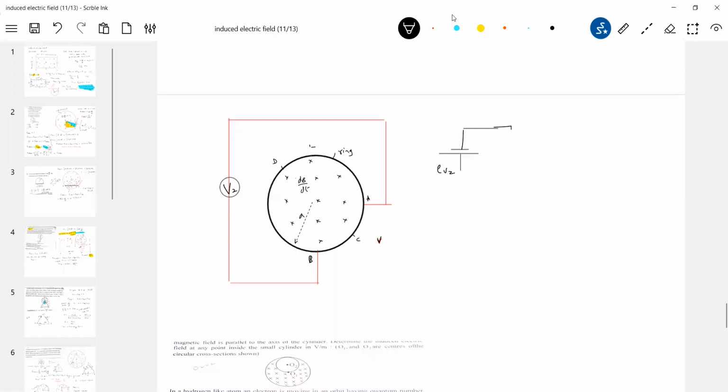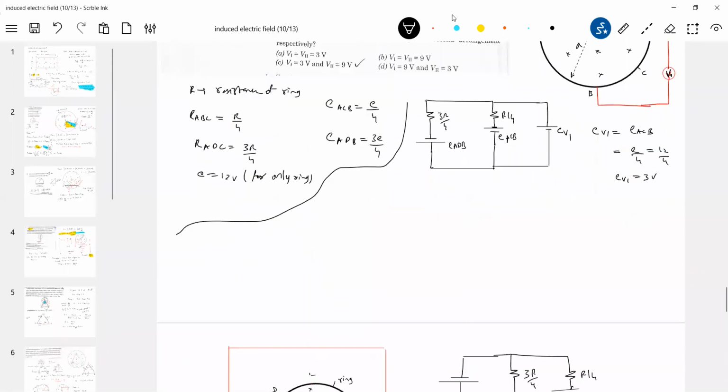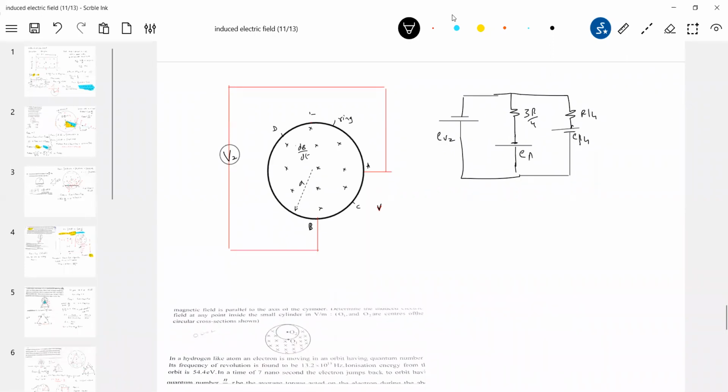EV2, resistance of this 3R/4. And this is, previously it was EADB, and this is EACB.